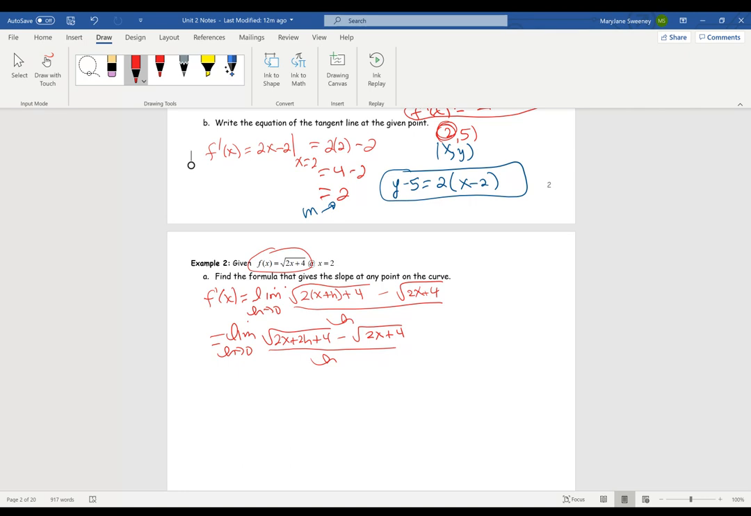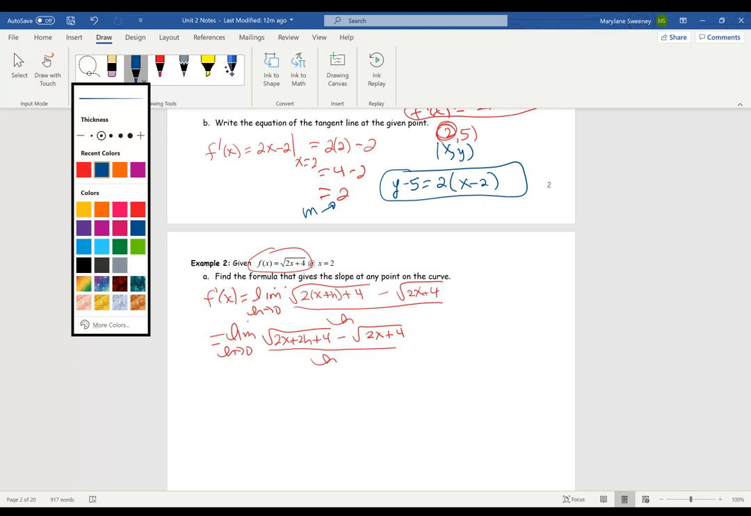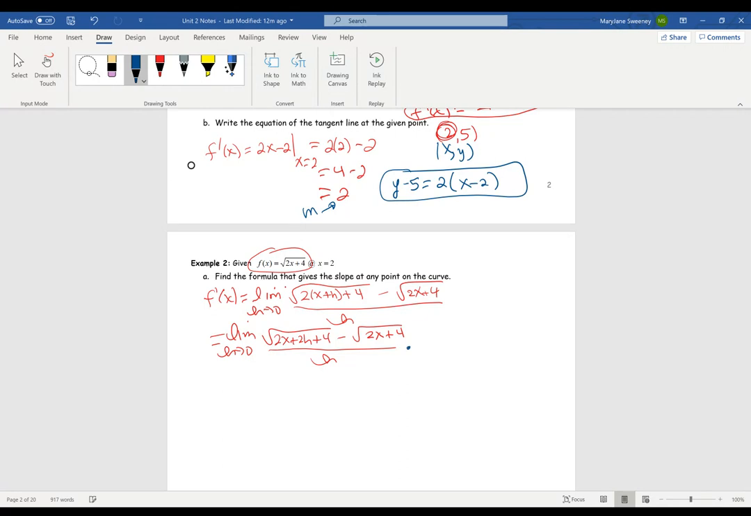Now, let's think back to the last unit. Again, when we did limits, we would always plug in. If I plug in h is 0, I'm again going to get 0 over 0, indeterminate form. So what we have to remember is with radicals in the last unit, if we got 0 over 0 indeterminate form, what we did was we multiply by the conjugate. So that's exactly what I'm going to do: square root of 2x plus 2h plus 4 plus square root of 2x plus 4.